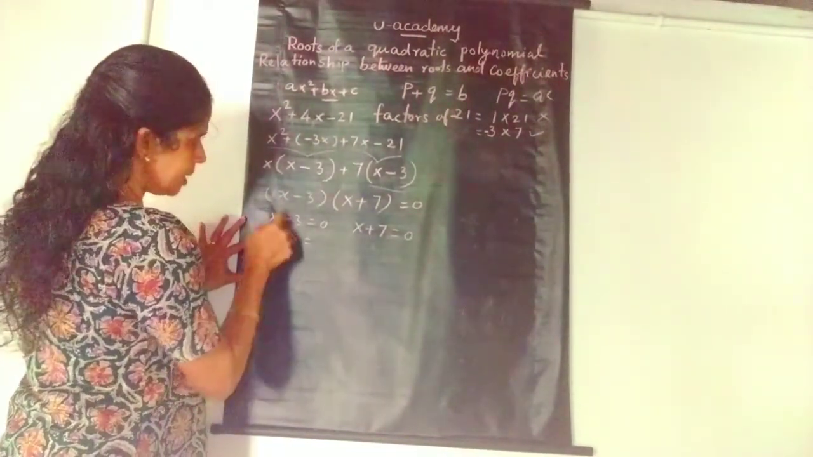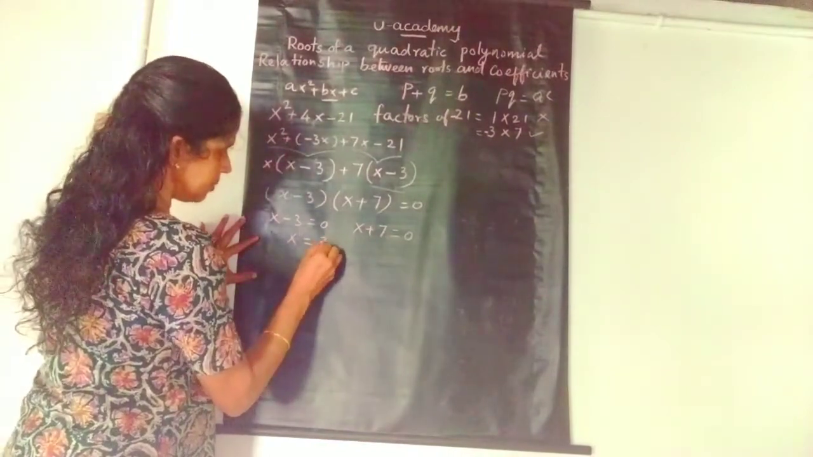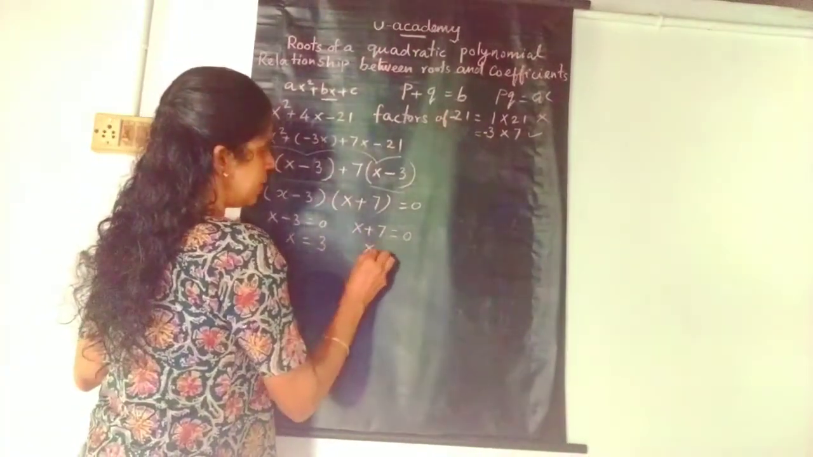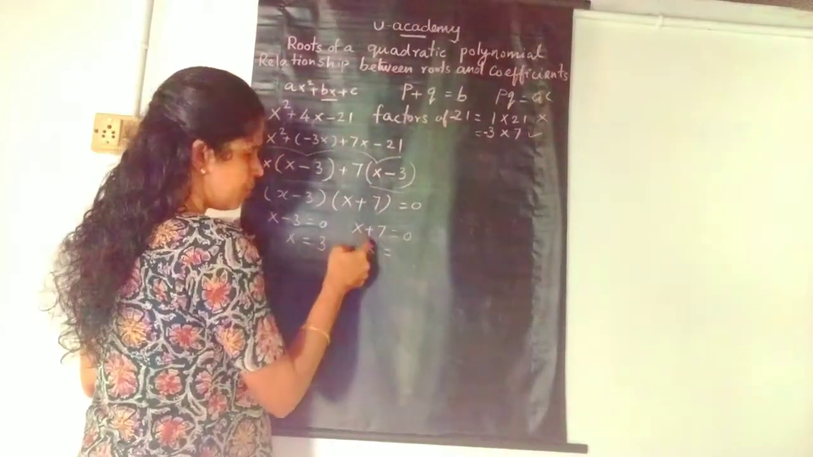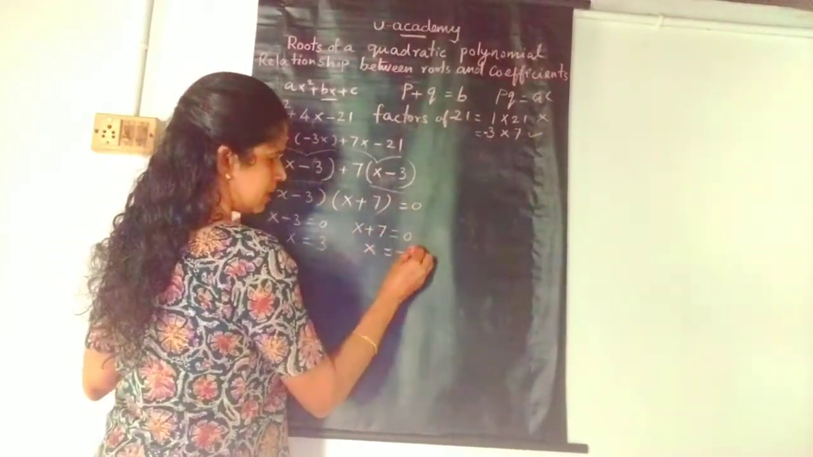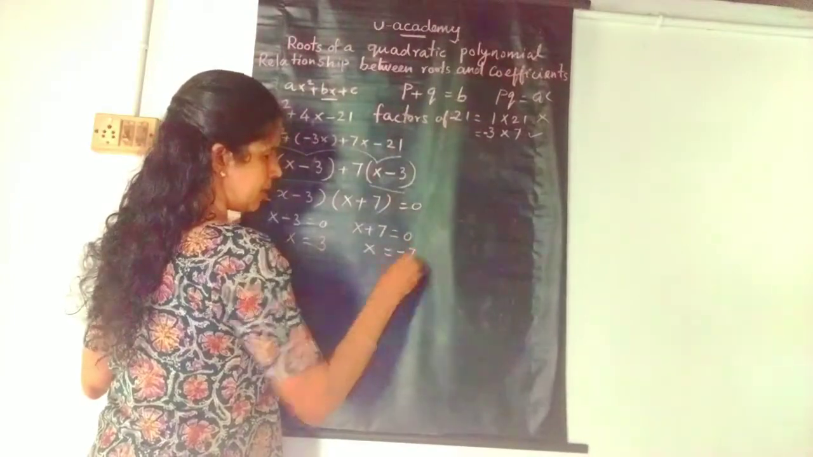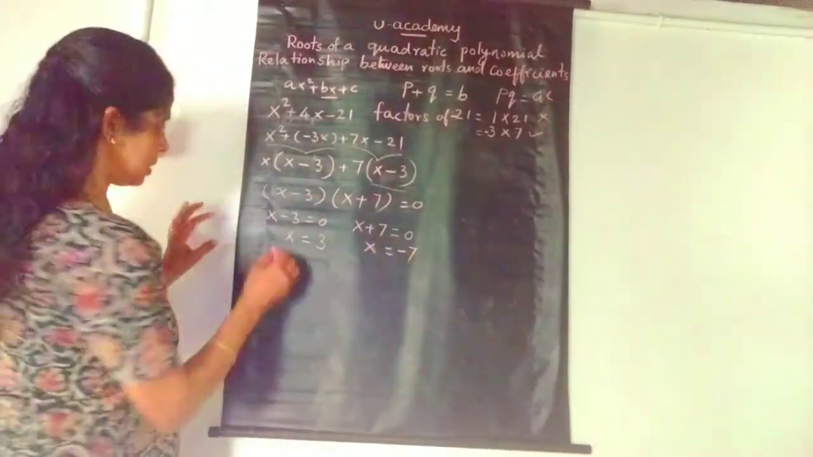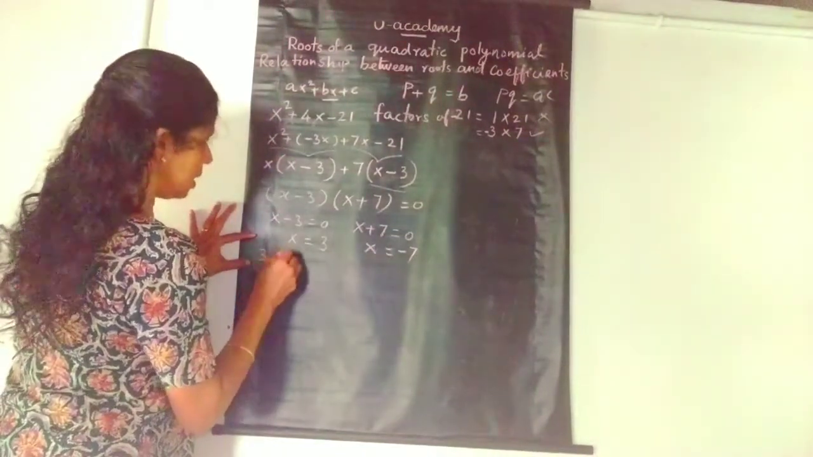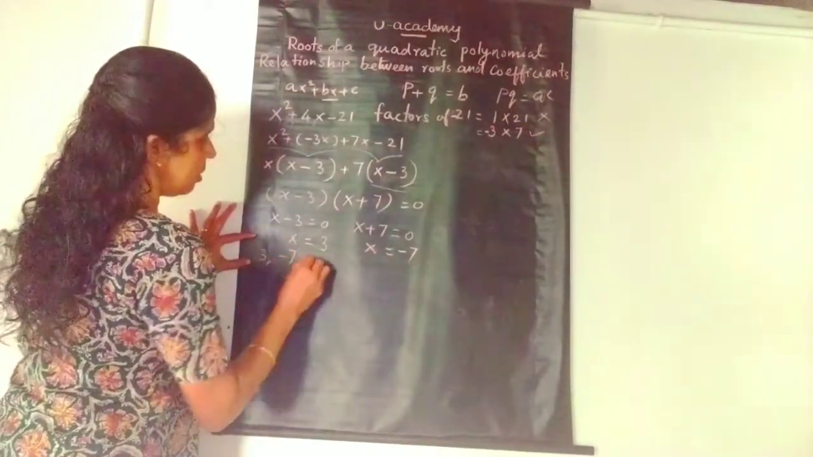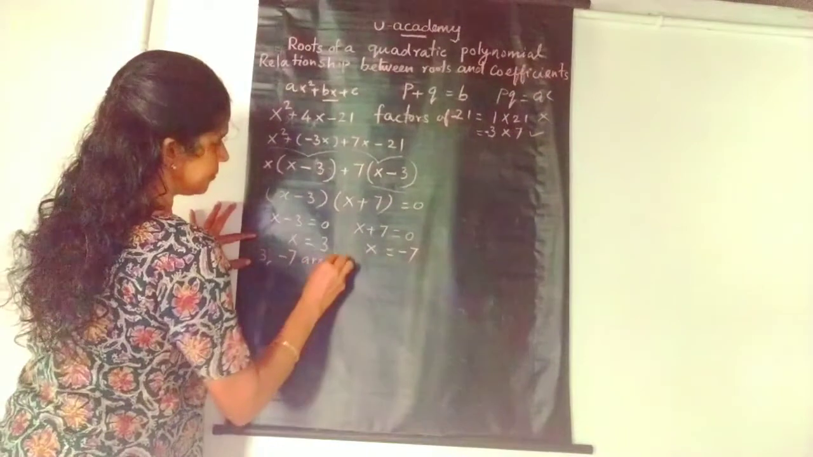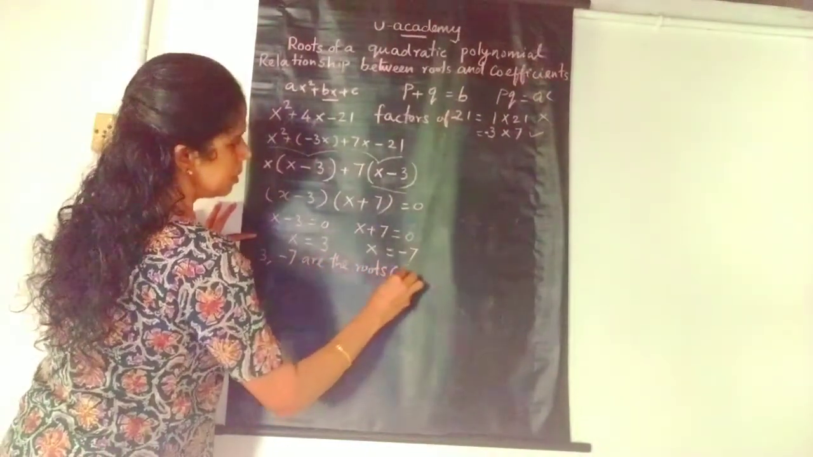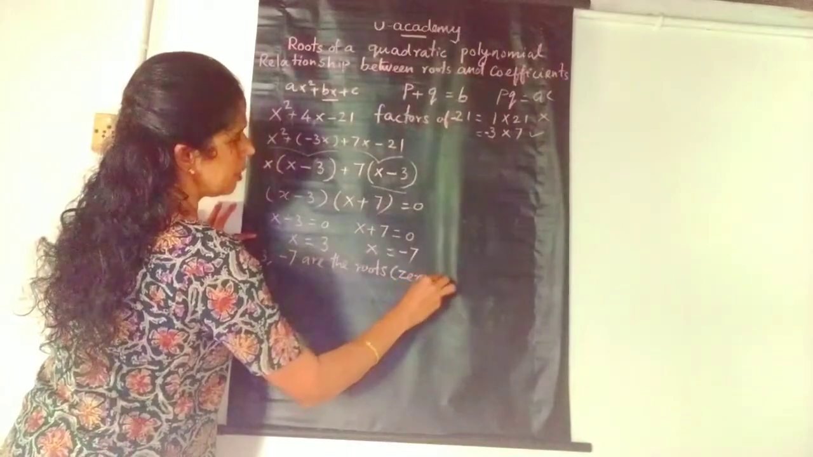How do we find x equal to? When you take this minus 3 to the right side, it becomes positive 3. Here x equal to, since it is positive 7, when it goes to the right side, it becomes negative 7. So 3 and negative 7 are the roots, or zeros of the polynomial.